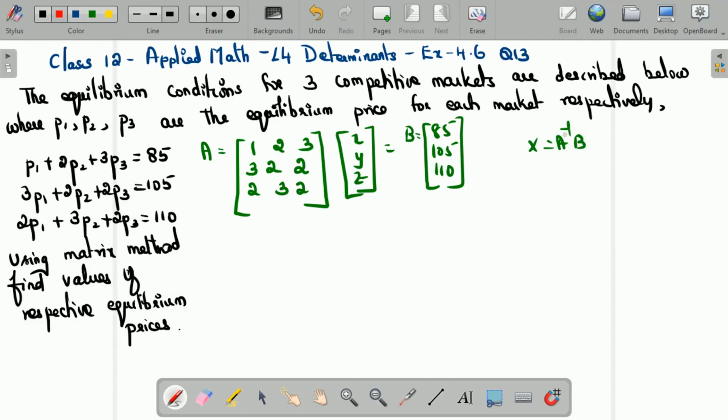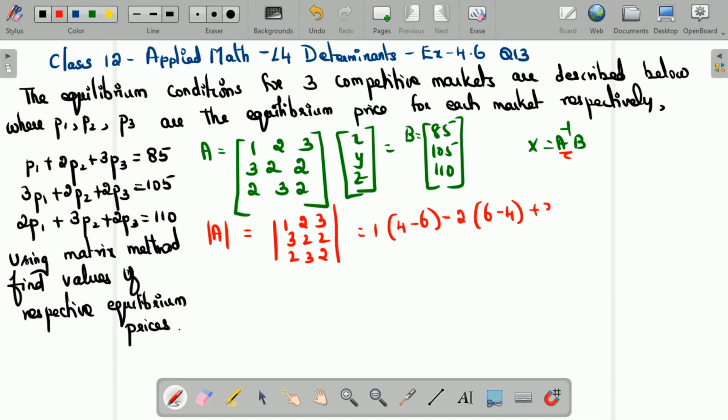So the step is to calculate the inverse, and the first part of that is to calculate the determinant. So determinant of A is determinant of 1, 2, 3, 3, 2, 2, 2, 3, 2. Now let's evaluate. It is 1 into (4 minus 6) minus 2 into (6 minus 4) plus 3 into (9 minus 4). So let's compute. This is minus 2. Then this is 2 into minus 2, so minus 4. 9 minus 4 is 5. 5 into 3 is plus 15. So if you evaluate, this value is equal to 9. So determinant of A is equal to 9.